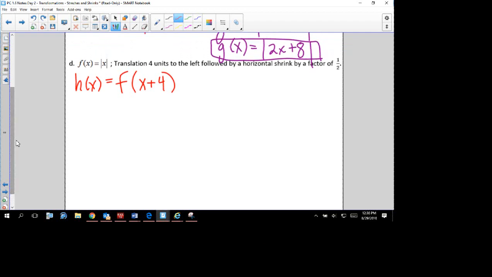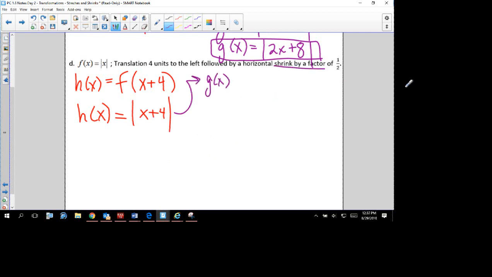So I'm going to take my f of x, and wherever I see an x, I replace it with x plus 4. So h of x equals absolute value of x plus 4. So there's the first half. Now we use h of x to find g of x.